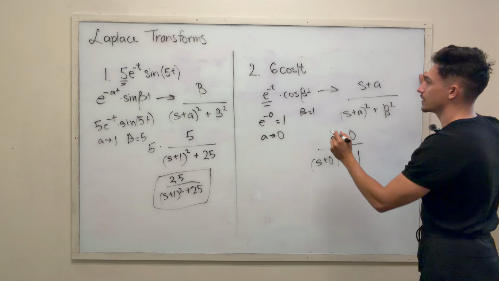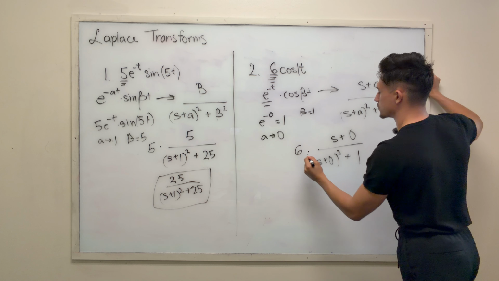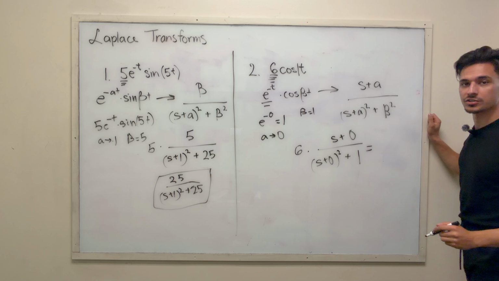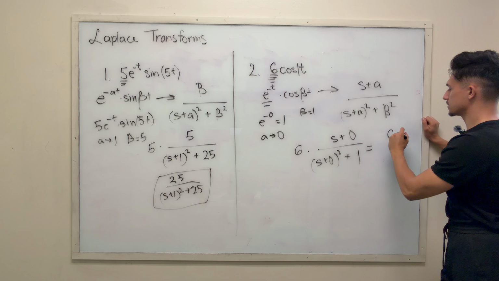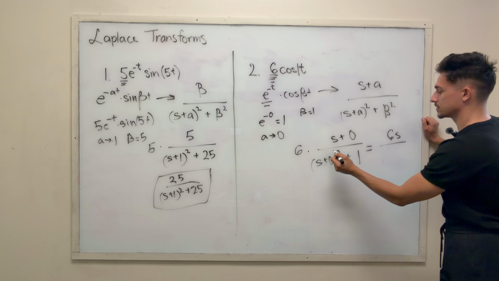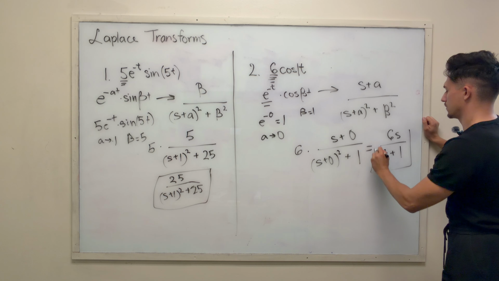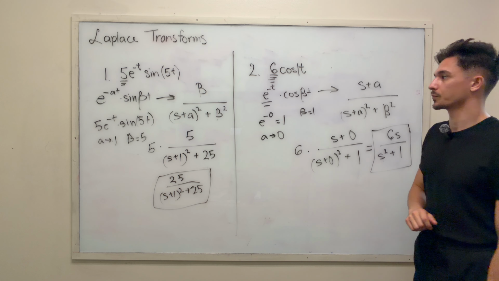And the only thing we have left is what we did in the previous problem: we still want to carry that coefficient, so we multiply this whole thing by 6. So what we actually end up getting is 6s over s squared plus 1. And that's our solution for this.